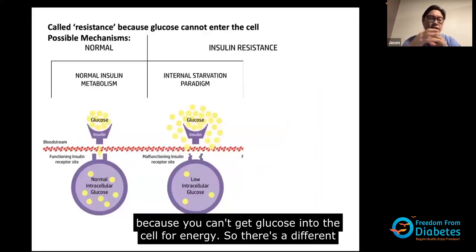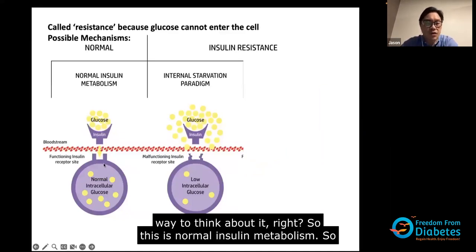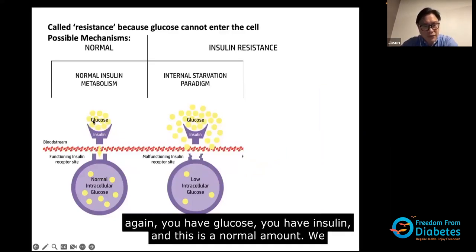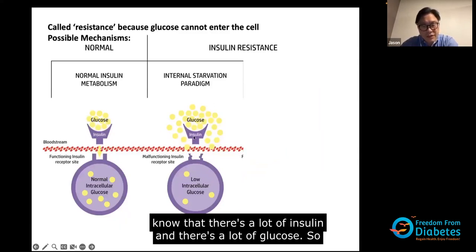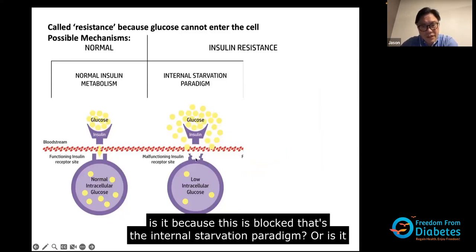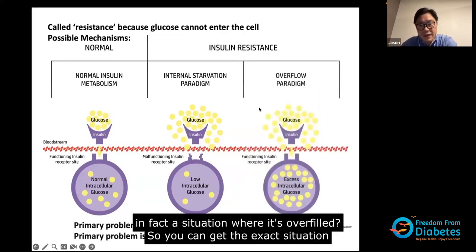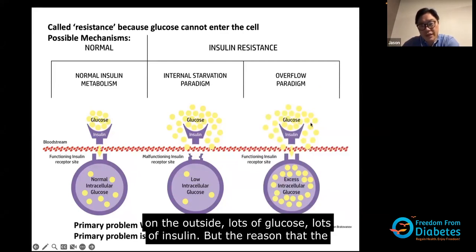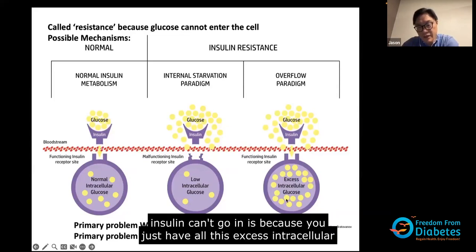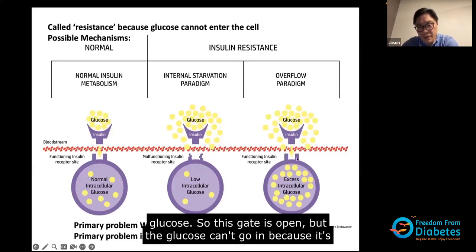So there's a different way to think about it, right? This is normal insulin metabolism. Again, you have glucose, you have insulin, and this is a normal amount. We know that there's a lot of insulin and there's a lot of glucose. So is it because this is blocked? That's the internal starvation paradigm. Or is it, in fact, a situation where it's overfilled? You can get the exact situation on the outside, lots of glucose, lots of insulin, but the reason that the glucose can't go in is because you just have all this excess intracellular glucose. So this gate is open, but the glucose can't go in because it's already full.